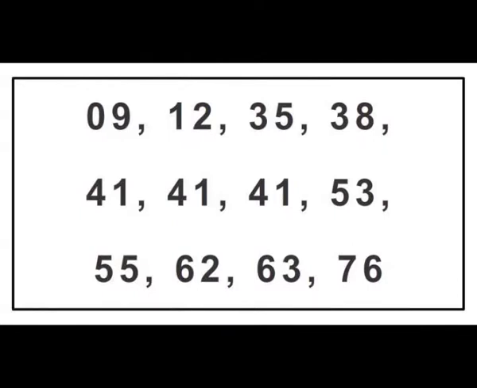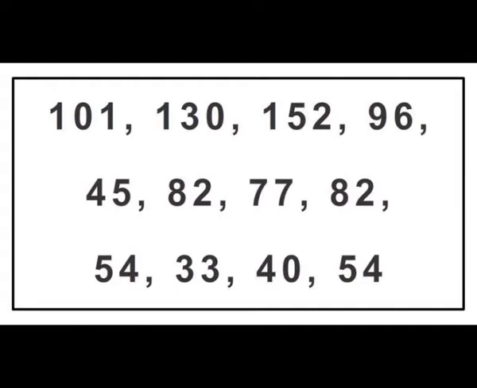Arranging in ascending order. The value of 41 occurring 3 times is the mode. As no other number is occurring in the similar way in the data, this is called unimodal.